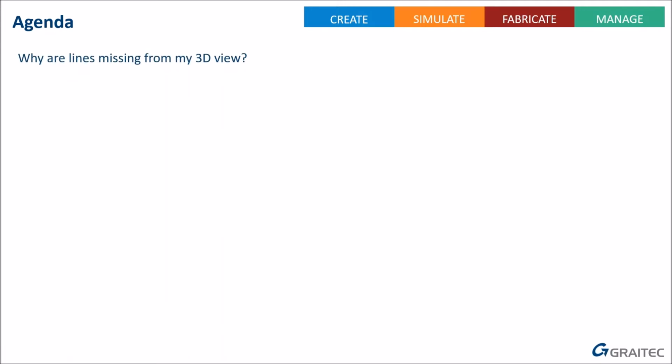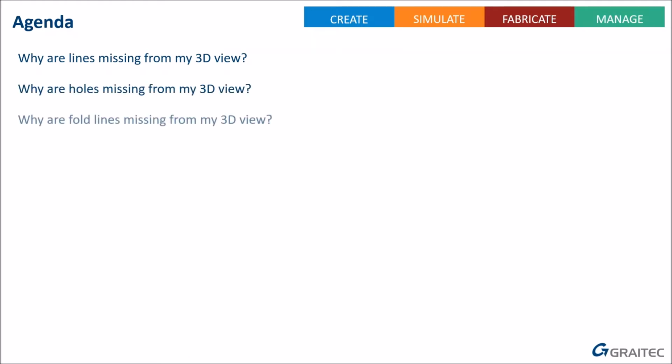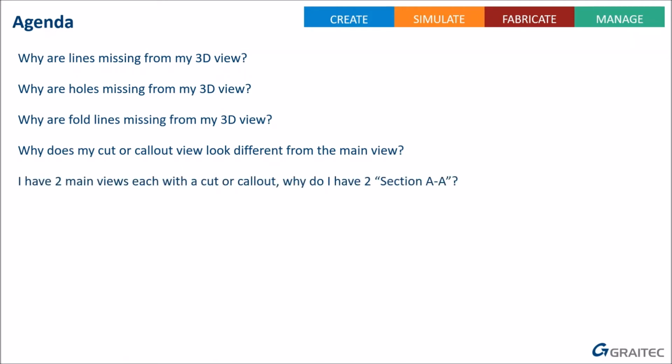So today we're going to be looking at things like, why are there lines missing when I run a 3D view? Why are there holes missing when I run a 3D view? Why are the fold lines missing? Why do my cut or call out views look different from the main view? If I've got two main views, each with a cut or call out, why do I end up with two section AAs? And then finally, we'll look at how do we know what's going to show in our GA views.